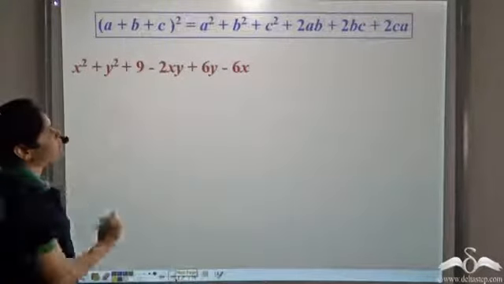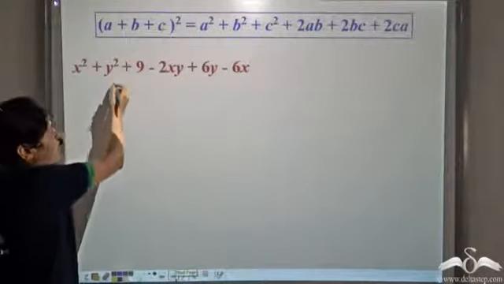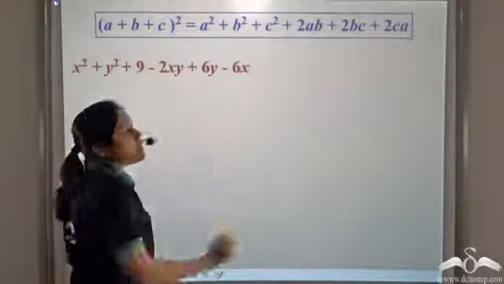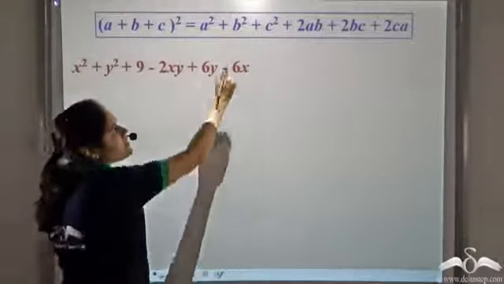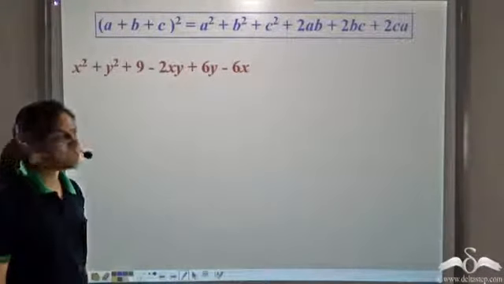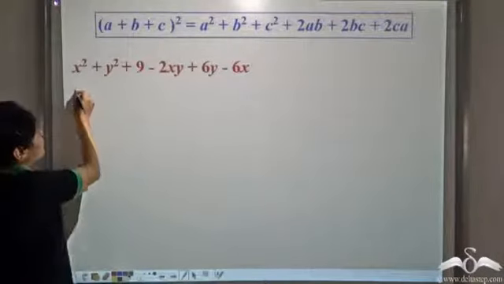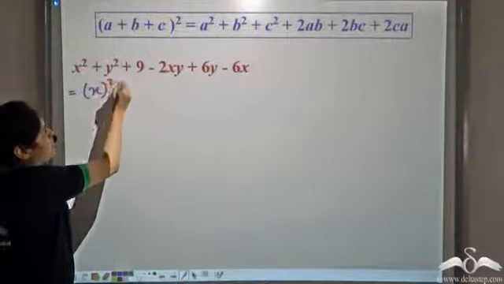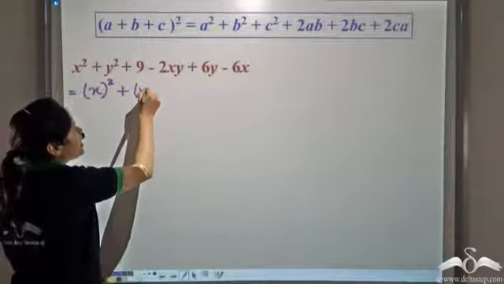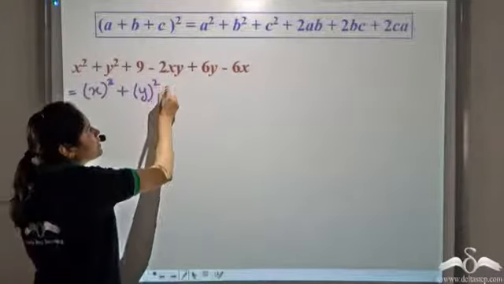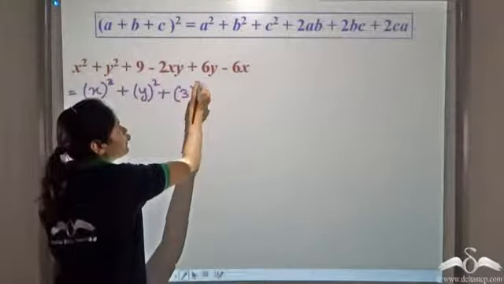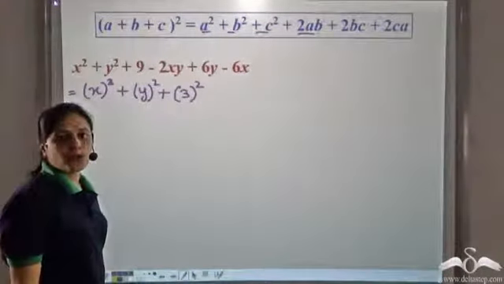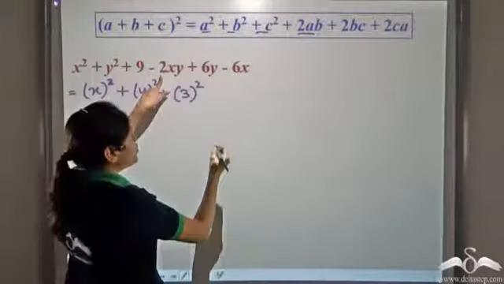Now factorize this expression. x square plus y square plus 9 minus 2xy plus 6y minus 6x. So again we compare it with the right hand side of the identity. We get x whole square. We get y whole square. 9 is 3 whole square. Now we are done with this. We require a 2ab term. So we have a 2 here.